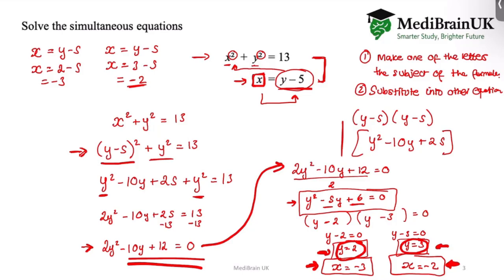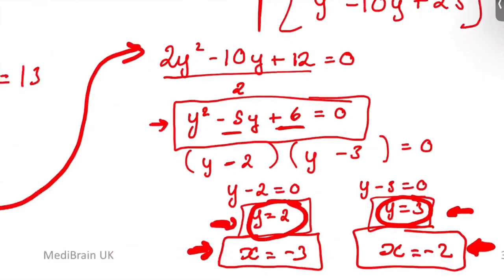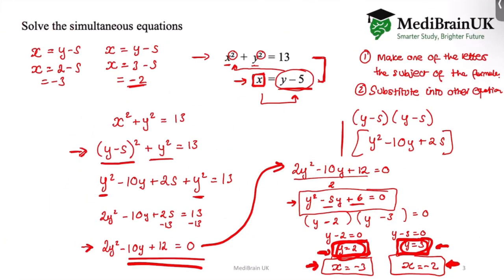You then need to also work out the other letters. So you're going to choose one of the equations, the easier equation. Okay, so once you've worked out your first letter, y equals 2, y equals 3, you need to work out the other letter, which is x. Now, to work that out, you're going to choose one of the equations. It doesn't matter which one, the top one or the bottom one. Choose the easier equation.